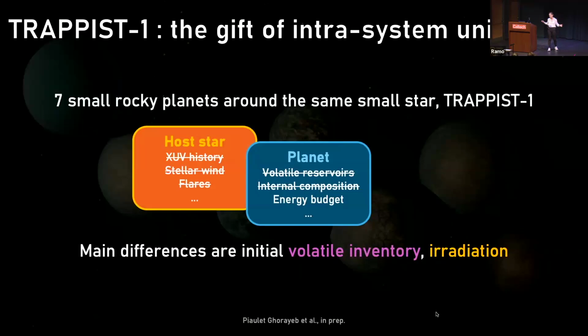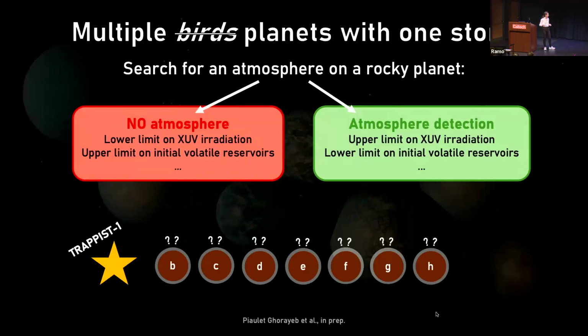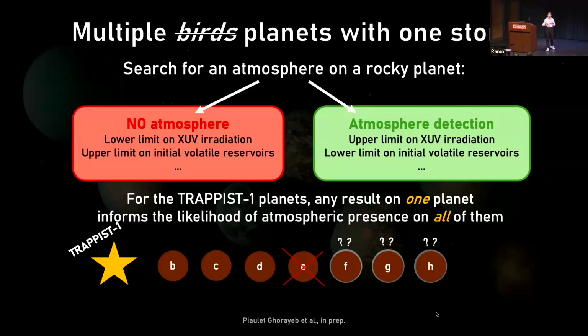They were around the same star for all this time, so they share the same XUV history, for instance. And so if we search for an atmosphere on any rocky exoplanet and we find it or don't find it, that just gives us some information for that system on maybe the amount of XUV it must have been under, or how much volatiles it started out with. The advantage with the TRAPPIST-1 system is that any constraint that you get on one of the TRAPPIST-1 planets on whether or not it has an atmosphere actually trickles down to updating the likelihood of atmospheric presence on all of them.